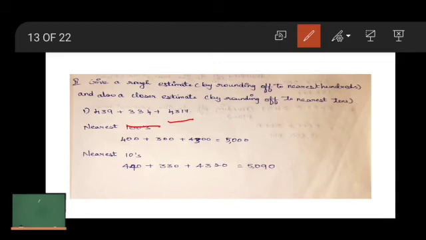4317. By seeing the question itself, we get to know that the numbers in the tens place value are not greater than 5. Then what will we be doing? We will be replacing the numbers of tens and ones with zeros, and no changes will be made in the hundreds place value. So 400 plus 300 plus 4300 gives 5000.